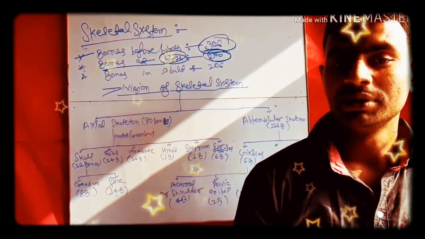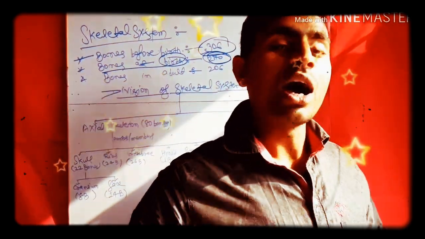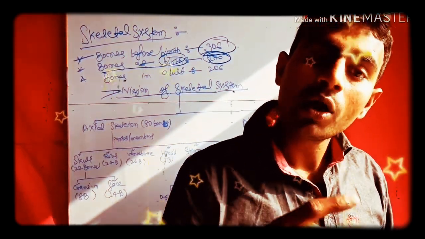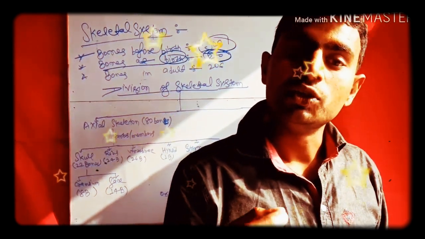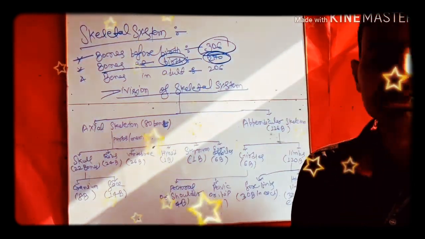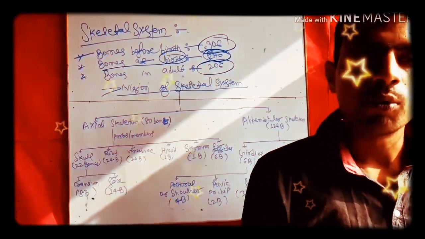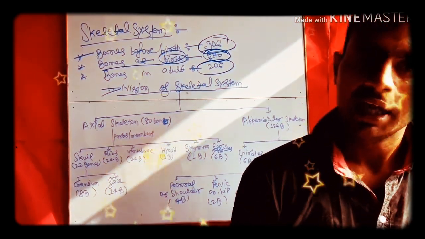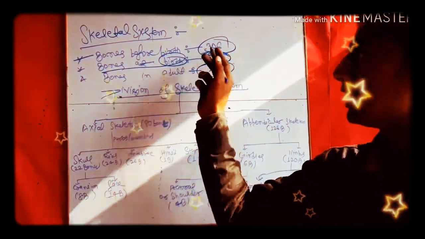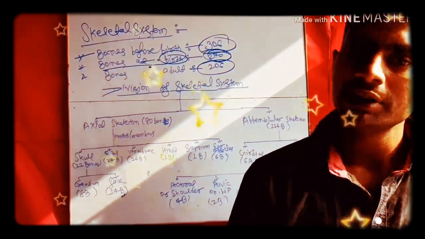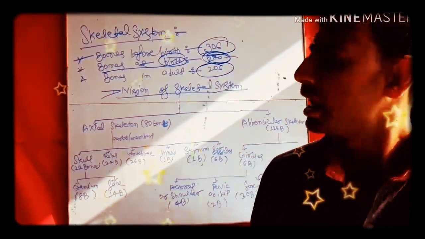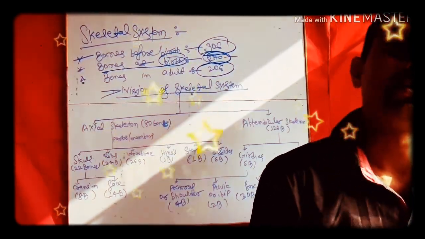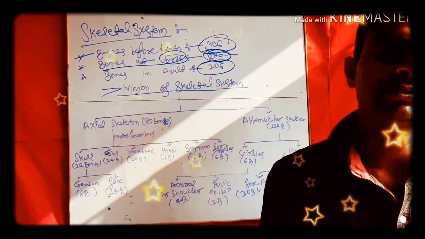And in the adult, the number of bones is 206. So in prenatal life, the number of bones is 306. At birth, 270. And in an adult, the number of bones is 206. This is the complete ratio of bones.